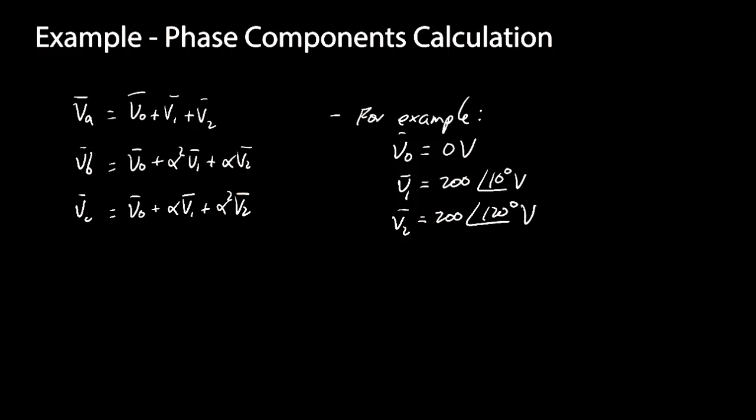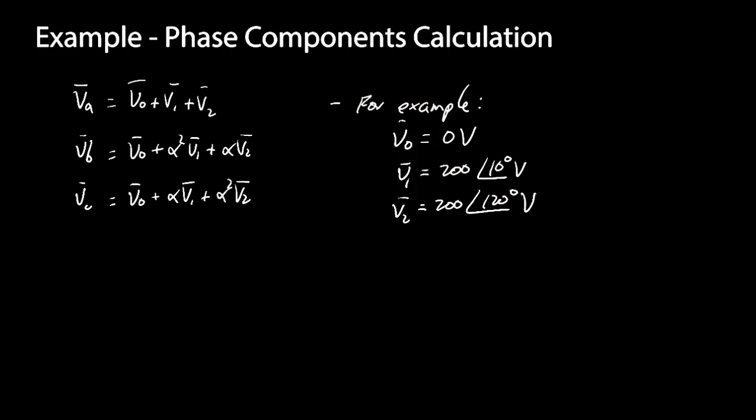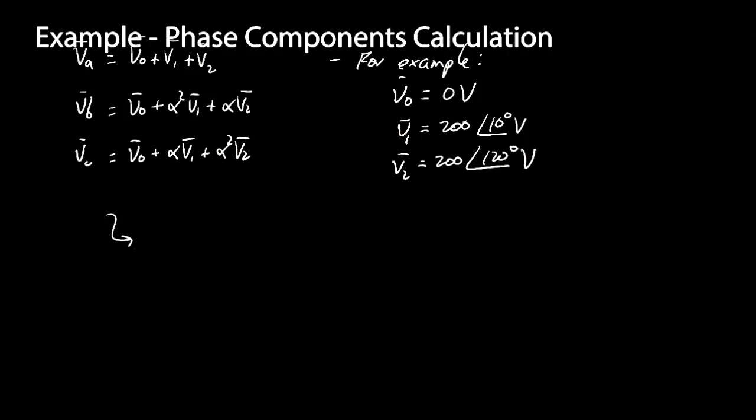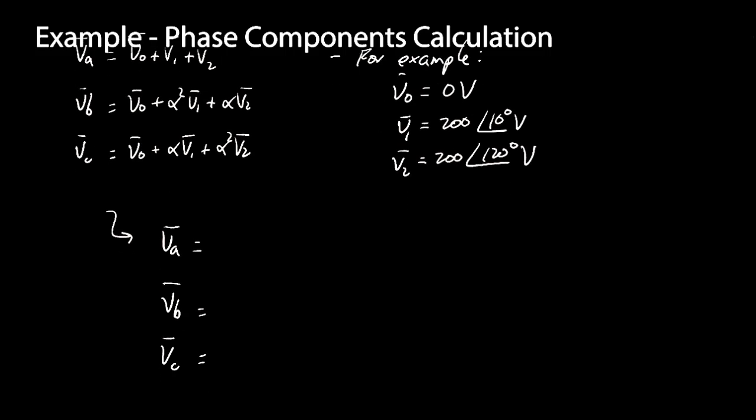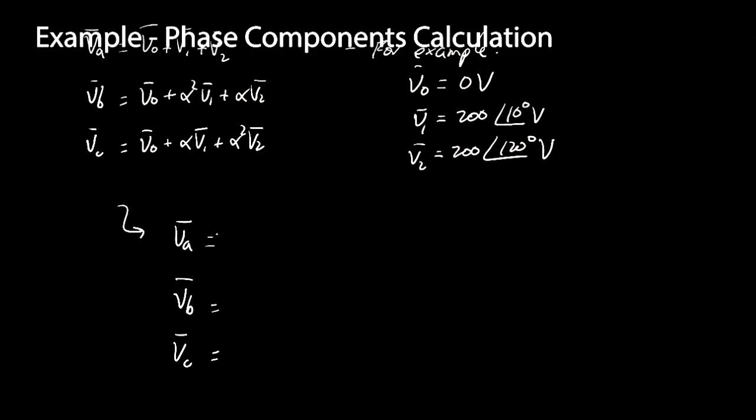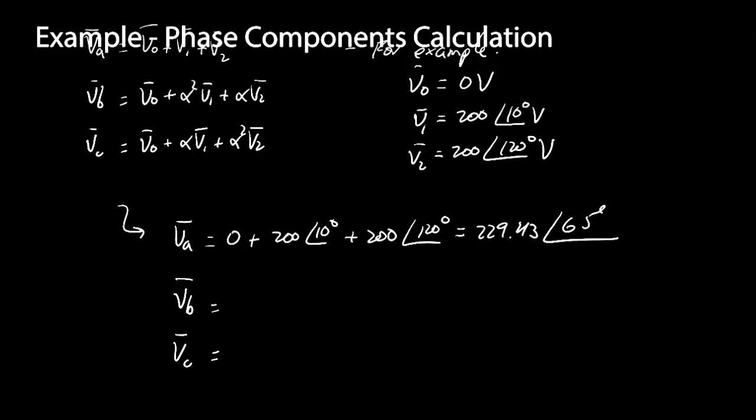And now you might want to go back from sequence components back to phase components. So again, using these equations, now we can calculate VA, VB, and VC. VA is simply the addition of all three sequence components. So we're going to have 0 plus 200 at 10 degrees plus 200 at 120 degrees, which is equal to 229.43. And let me rewrite this. 3 at an angle of 65 degrees.